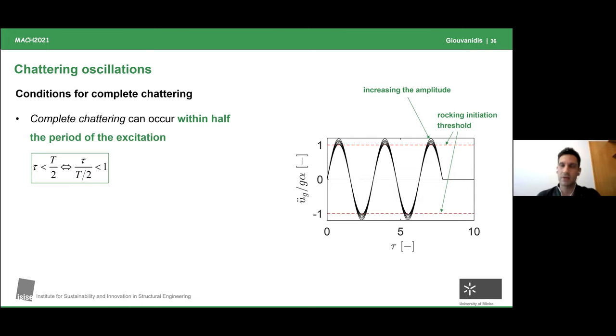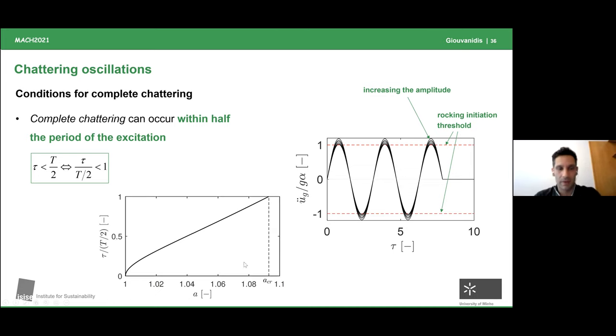By increasing the amplitude of the excitation, intuitively, we increase the oscillations of the structure, and subsequently we increase the chattering time, until a point, alpha critical here, where the ratio becomes one, which implies that the chattering time became equal to half the period of the excitation. For larger values, the complete chattering becomes incomplete.